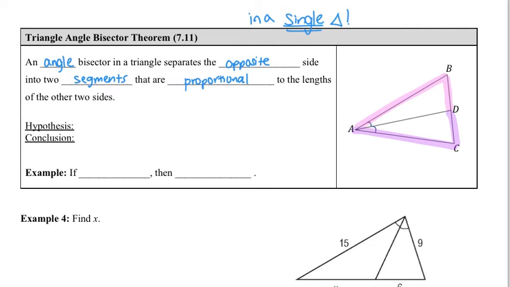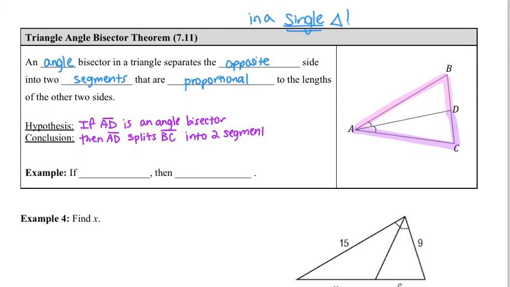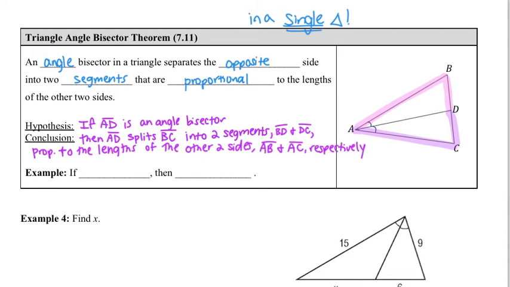So let's go ahead and write this in words. If AD is an angle bisector, then AD splits BC, that's your opposite side, into two segments, which is BD and DC, proportional to the lengths of the other two sides, AB and AC, respectively. So again, that's just telling you that these two go together, these two go together. So make sure you're writing that down there.